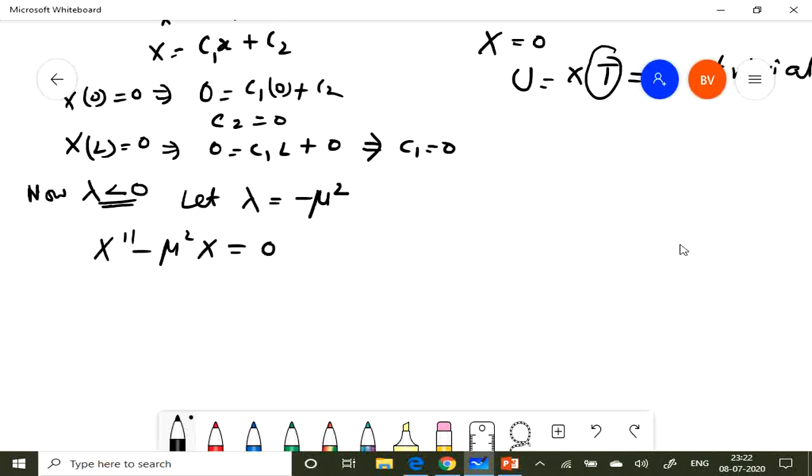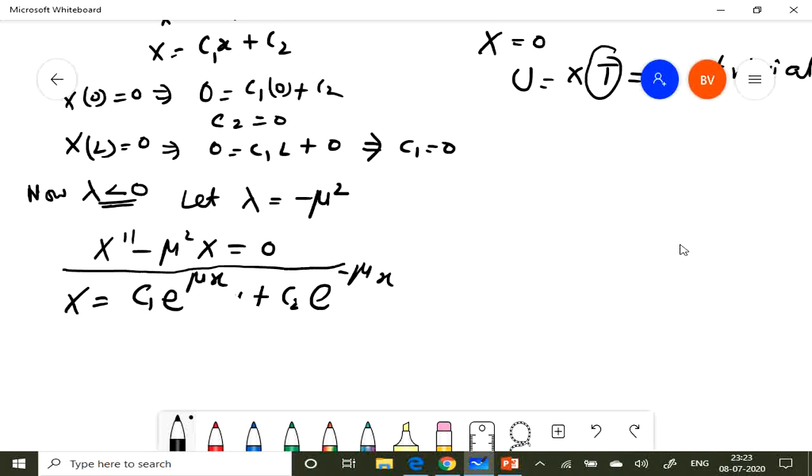Therefore the solution of this kind of equation will be x is equal to c1 cosine mu x plus c2 sine mu x. Okay, no, this is not a complex roots case. This is a real root case, so it will be different. What is it? x is equal to c1 e raised to positive mu x plus c2 e raised to negative mu x. You can write the auxiliary equation and find. This is the solution we are getting.